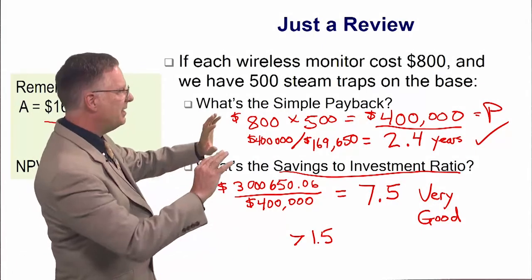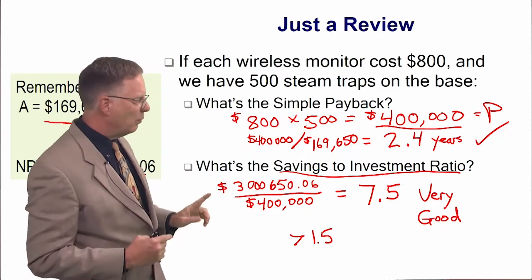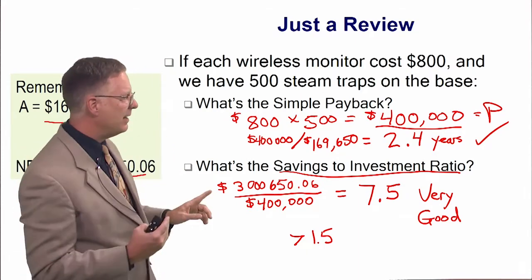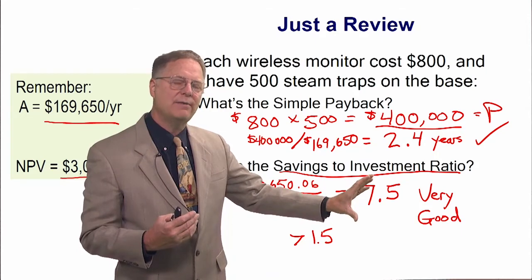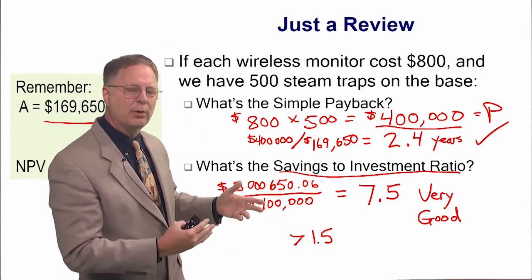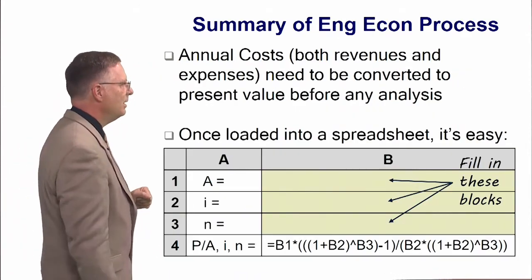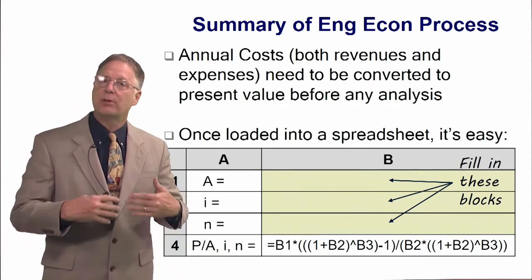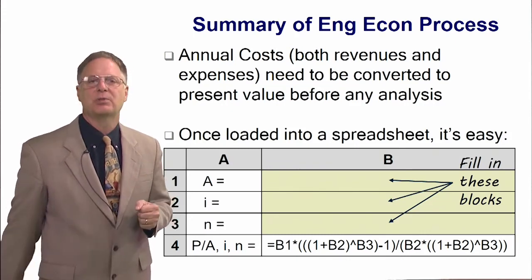So again, this is just kind of carrying this annualized formula out. Why would we want to calculate that annualized formula? Not just to come up with the net present value, but it also really tells us some things as far as why we want to invest in this. So again, annual costs include both revenues and expenses, and you need to convert them to present value before you do any analysis with it. So that's what it helps to tell us.